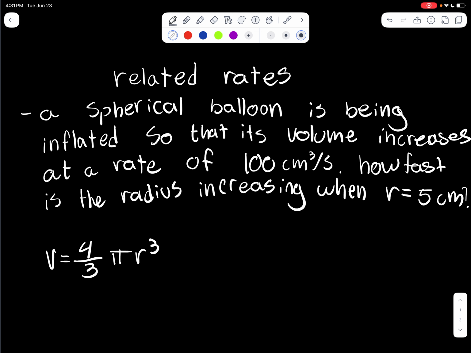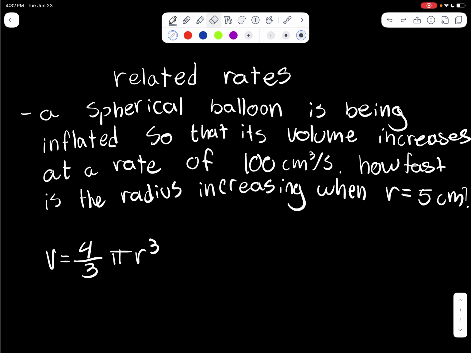So let's start with this question. A spherical balloon is being inflated so that its volume increases at a rate of 100 centimeters cubed per second. How fast is the radius increasing when r equals 5 centimeters? So we are given this formula, which we are going to need. So we'll keep that in mind.